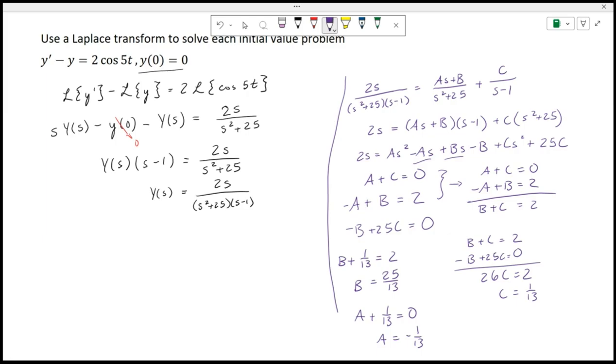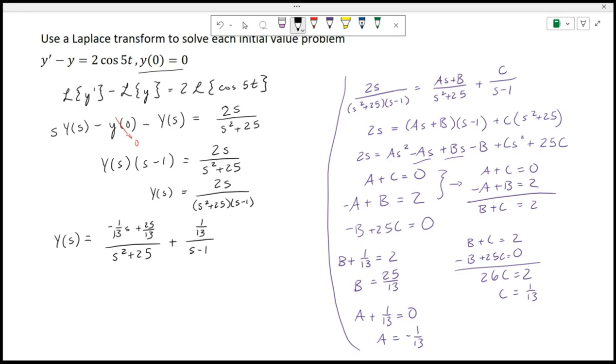Okay, so all that work I did off to the side, now I can use over here on the left with my differential equation I started out with. So Y of s is going to be equal to, let's see, a few different fractions here. I have a 25 over 13 and a negative 1/13 for the first one. So negative 1/13 s plus 25 over 13 over s squared plus 25, plus 1/13 over s minus 1.